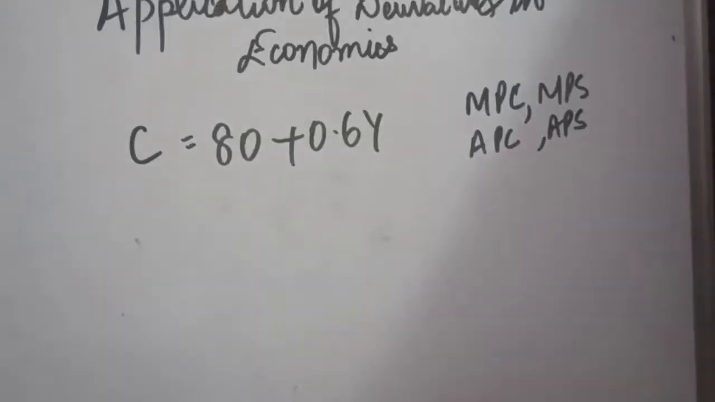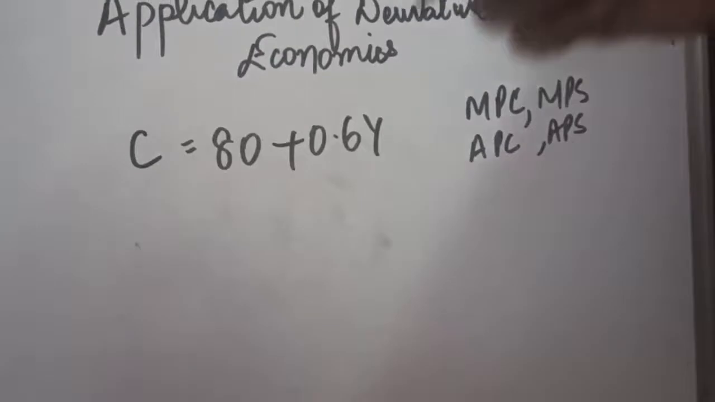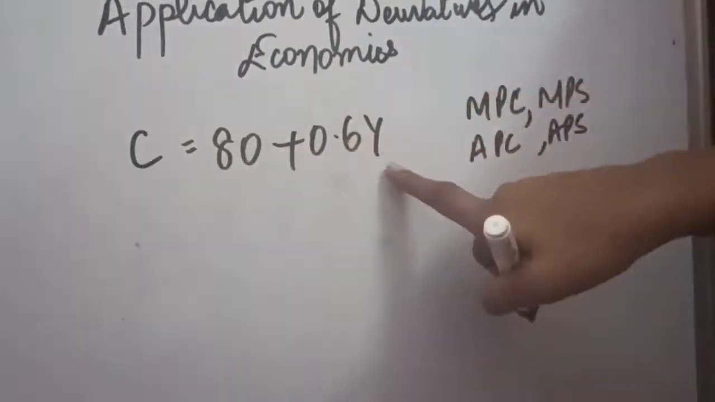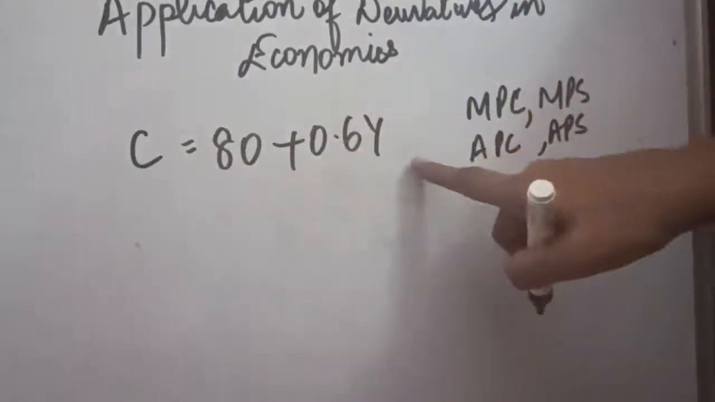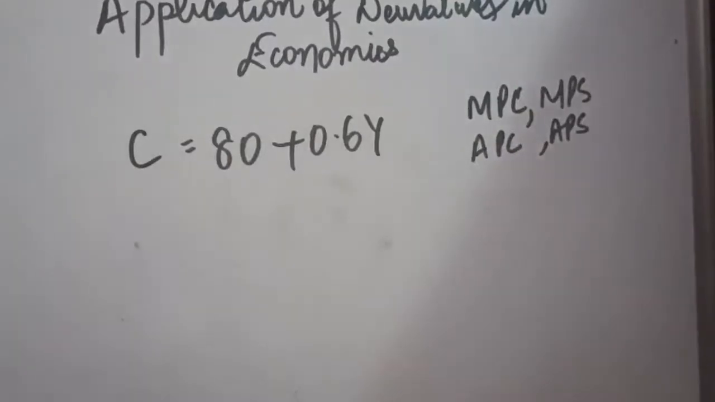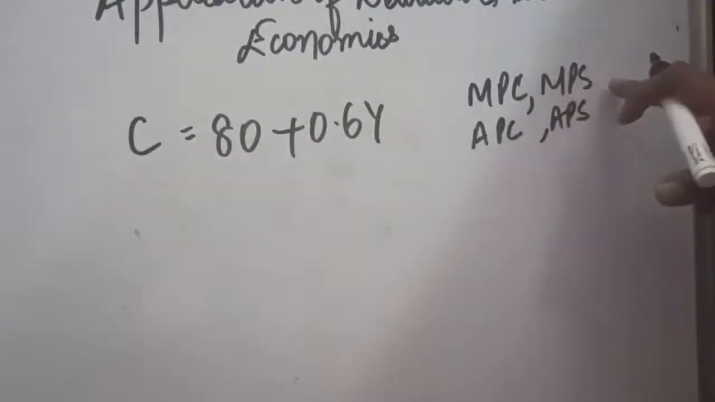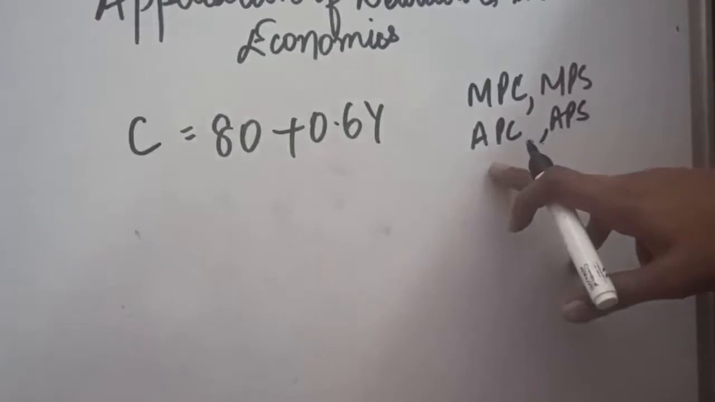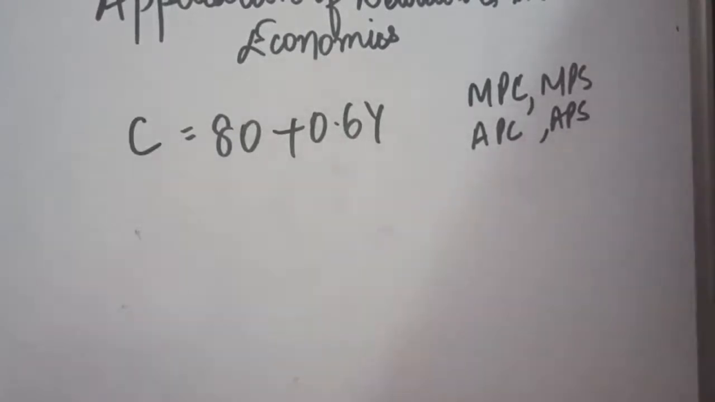This is the question related to propensity to consume. Here you have been given the function C, where C is consumption and Y is income: C = 80 + 0.6y. We have to calculate four items: marginal propensity to consume, marginal propensity to save, average propensity to consume, and average propensity to save. Now we have seen the formulas.